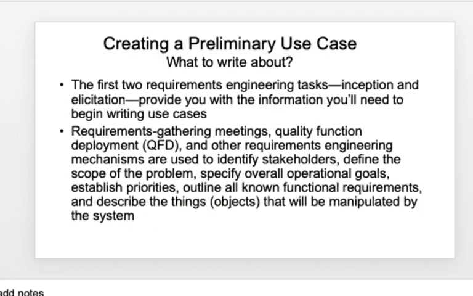So when you want to create a preliminary use case, the first two requirements engineering tasks, inception and elicitation, will provide enough information to write the preliminary use case. Then we have requirements gathering meetings, the QFDs, called quality function deployment, and other mechanisms that will be used to do all of these activities.